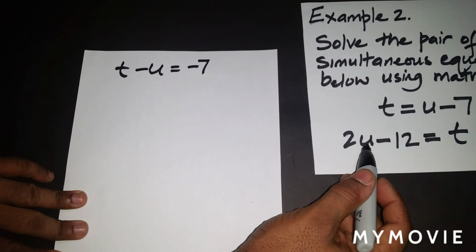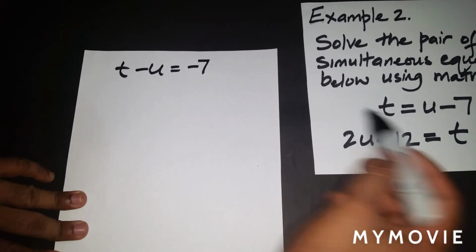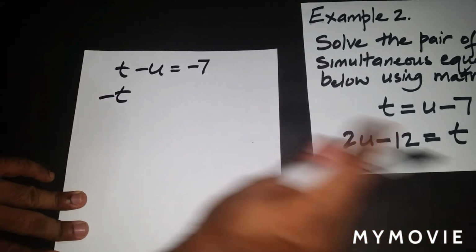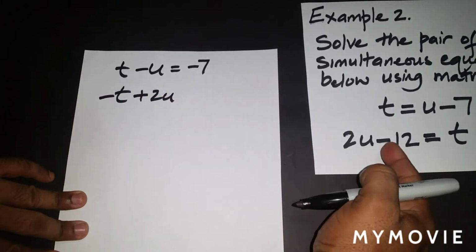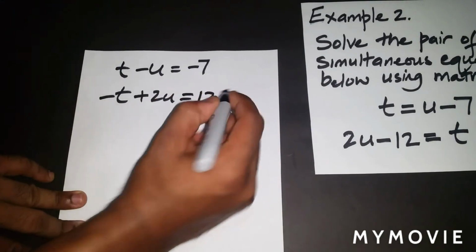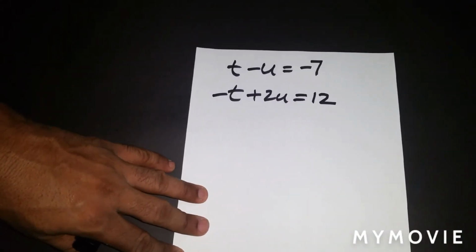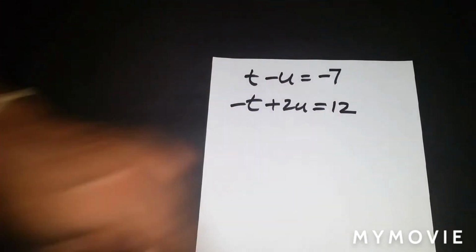For this one, u is in front, but I want to get t in front. T is positive here, so I'm going to carry it over, so it's going to become negative t. I'm not moving the positive 2u, so that's going to remain positive 2u. And I'm going to take this negative 12 and carry it on the right hand side, so it's going to become positive 12. So essentially now, I have both equations organized where I have t's at the front, u second, and just numbers on the right hand side.